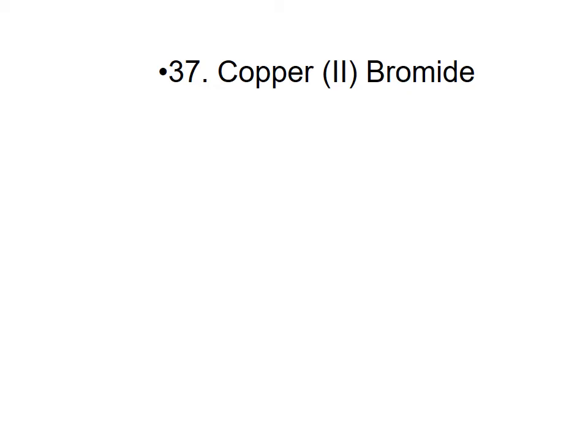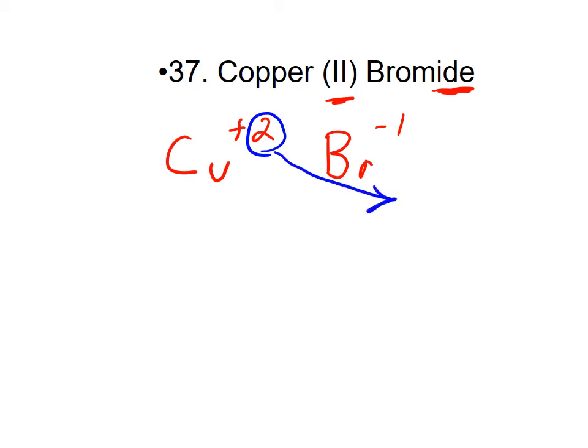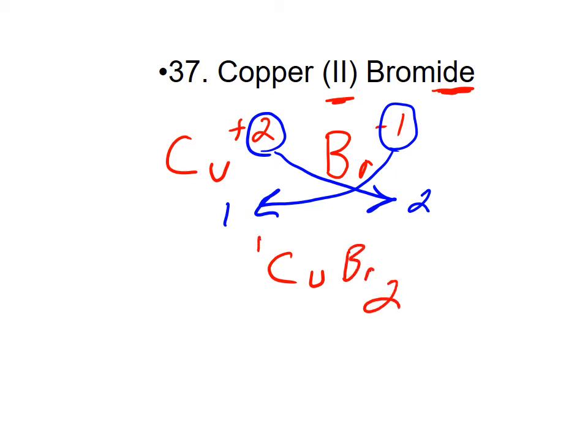Copper 2 bromide, so it'd be Cu. The Roman numeral 2 is going to tell me it's a +2. Ide for bromine is Br. It's -1. So we have a cross situation since they don't add to 0. So that would be Cu Br2.